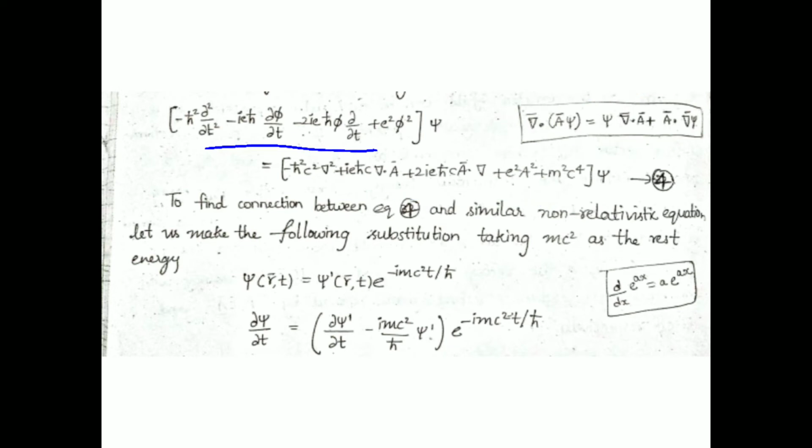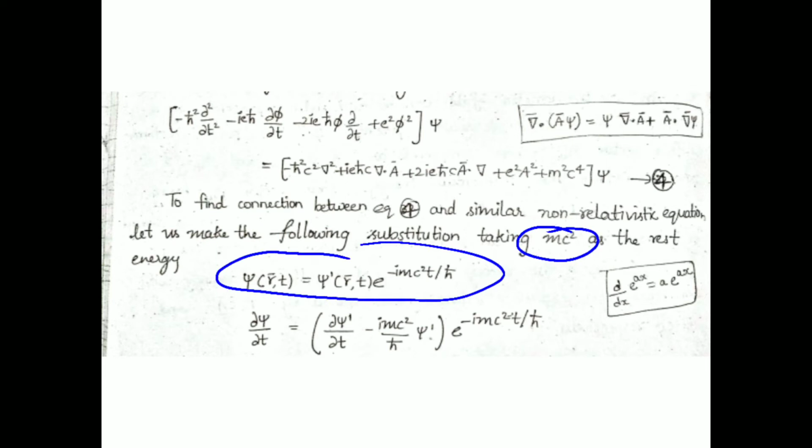And the next thing is to find the connection between equation 4 and the similar non-relativistic equation. Let us make the following substitution, taking mc² as the rest energy. Because non-relativistic effects may come in, we need to take mc² as the rest energy and substitute this.